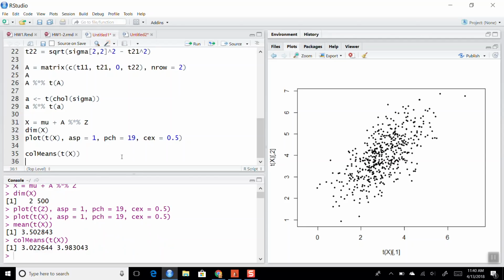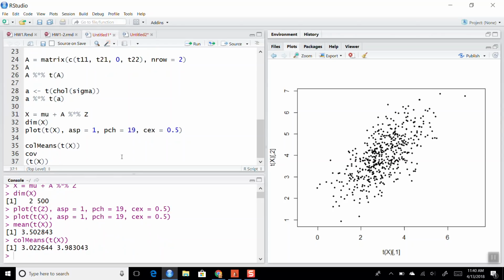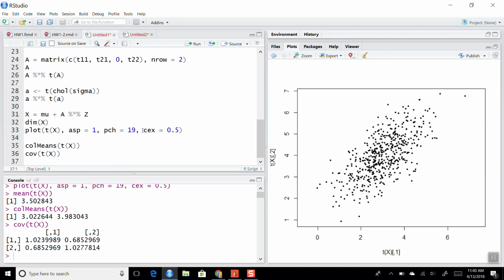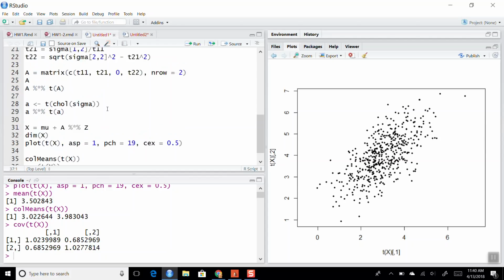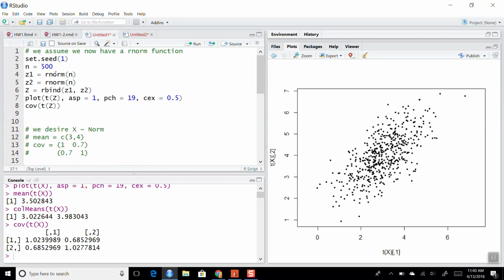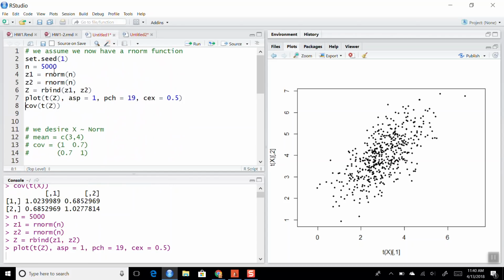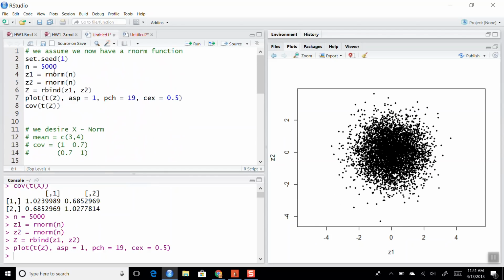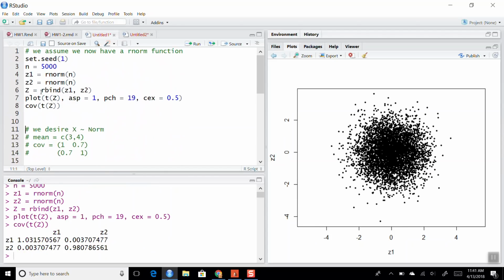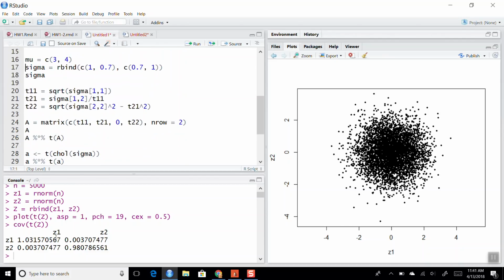And then we can also ask for the variance of x, or the covariance. It's going to give us the same thing. Okay, and we do get terms that are close, not exactly, but close to what we requested, right? If I crank up our values to something higher, okay, so here we get something very close to what we expected.